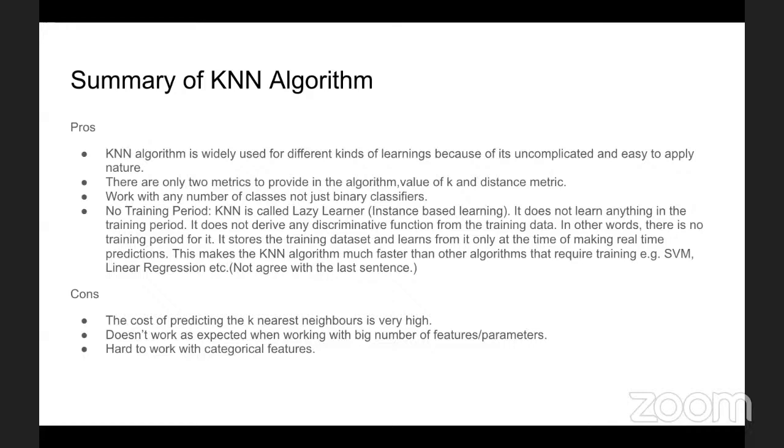So the cost for prediction is very high. If you want to predict a lot of data, this cost is actually higher than other algorithms. It also doesn't work with a big number of features, and it's hard to work with categorical features when you calculate the distance. But it's still a good algorithm that we can practice and learn.